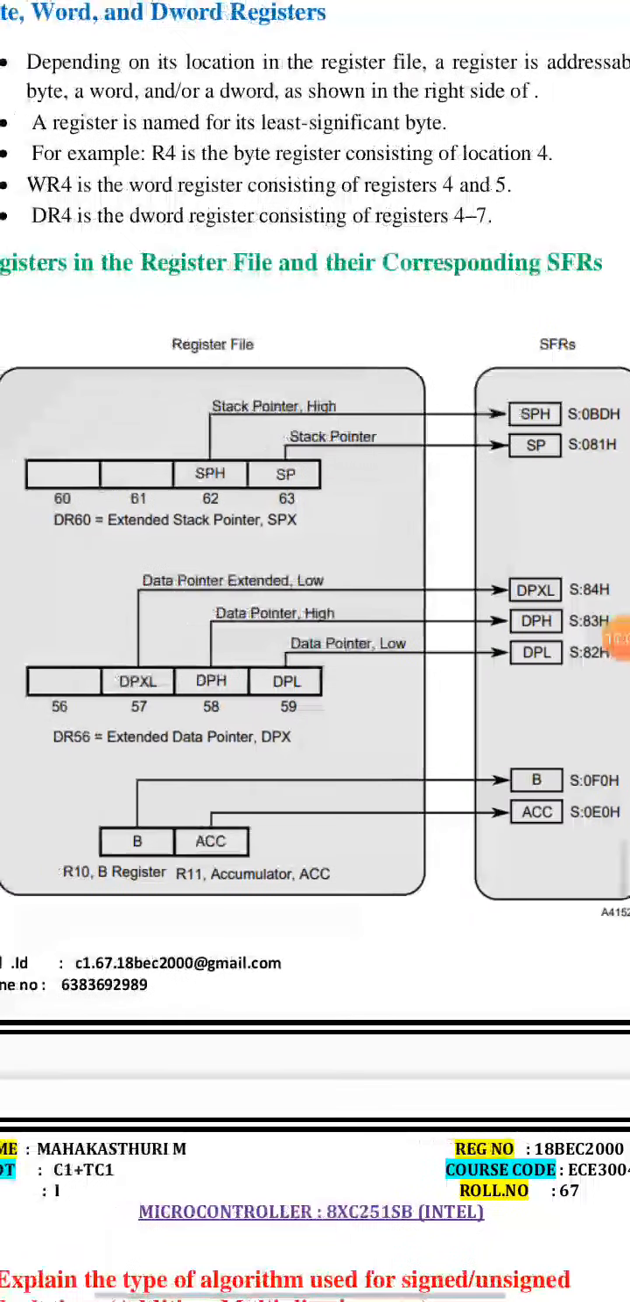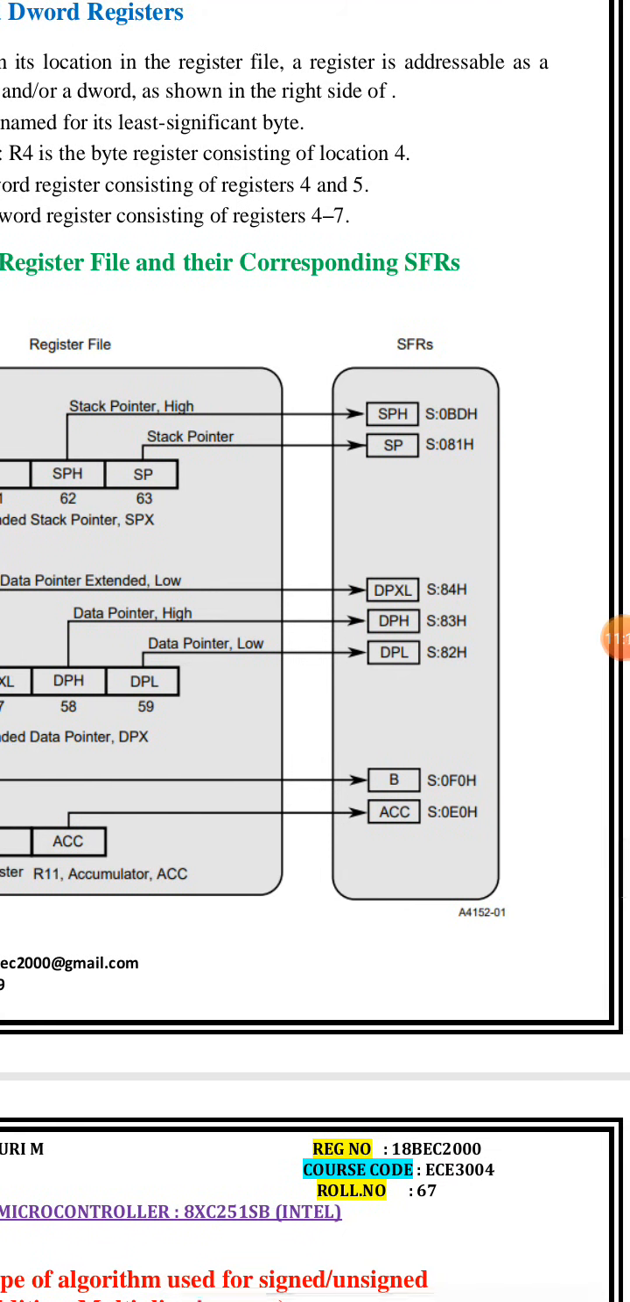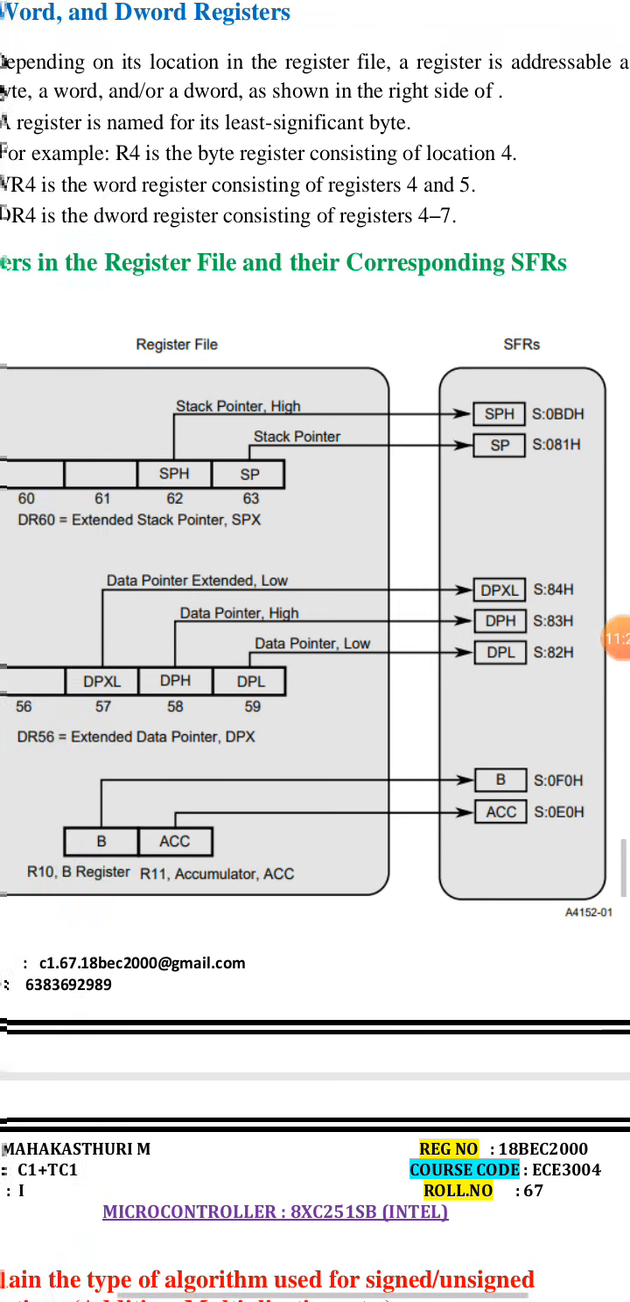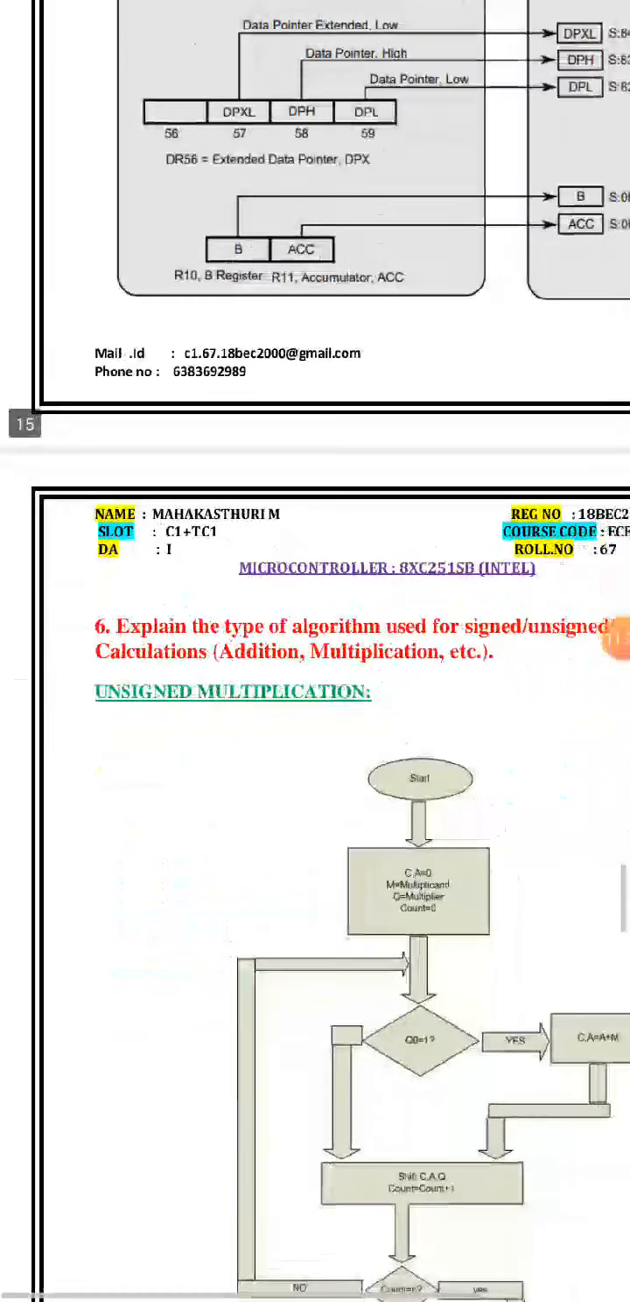Here you can see the register file usually contains stack pointer high and then stack pointer and data pointer extend low and high, and then base register and accumulator. The special function registers contain stack pointer high and then data pointer, DPTR high and data pointer high and low, the same thing. Okay, I am moving to the next one.